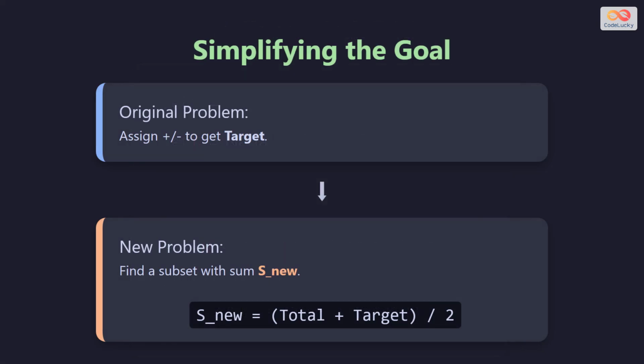This simple equation changes everything. Instead of assigning signs, our goal becomes finding a subset of numbers that sums up to a specific new value. We have transformed the problem into the classic subset sum problem.